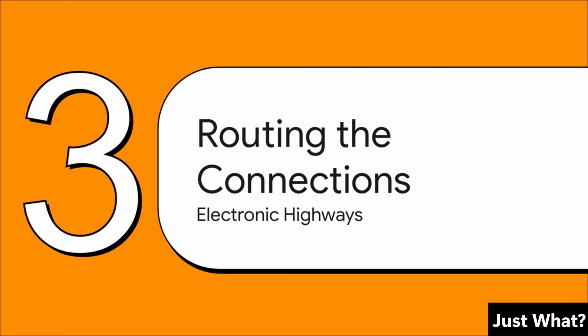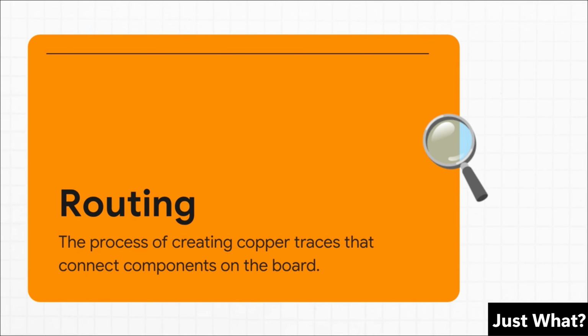So our components are all set up on the board. Now it's time to build the roads and highways that connect them all together. This phase is called routing. Routing is all about creating these little copper paths, which we call traces. These traces are literally the veins of the circuit board. They carry all the signals and power, the electrical lifeblood, between every single component. And they're not wires that you add on top. They are physically etched right into the copper of the board itself.